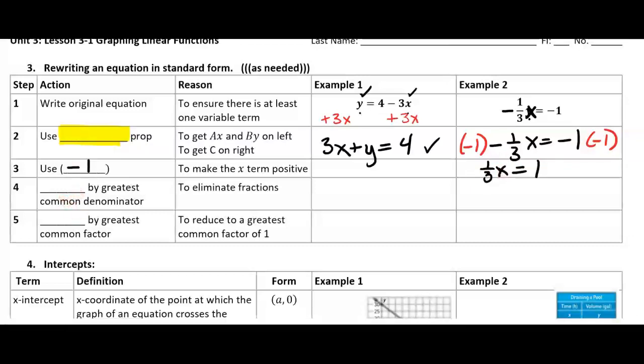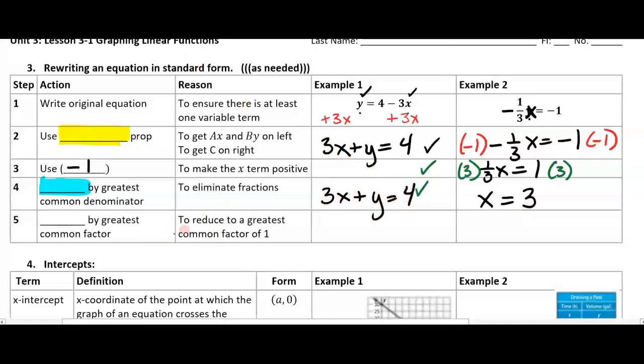Then we will multiply by the greatest common denominator to eliminate fractions. So if we have any fractions, we would multiply by that denominator. We don't have fractions in the first example, so we don't need to do anything in this step, but we do have a fraction here. So our greatest common denominator is 3. We're going to multiply both sides by 3. And 3 times 1/3 is x. 1 times 3 is 3. And I'm just going to carry this down. No fractions.